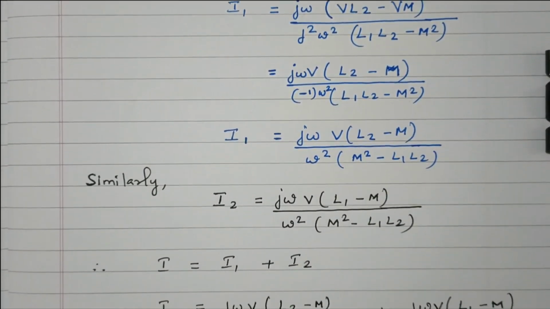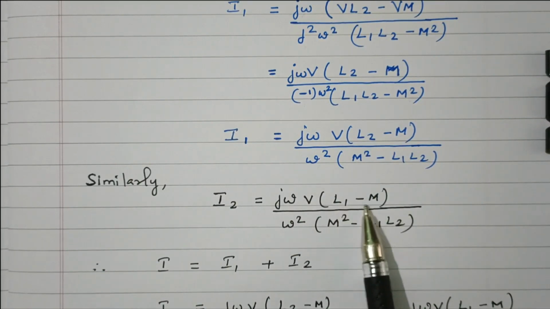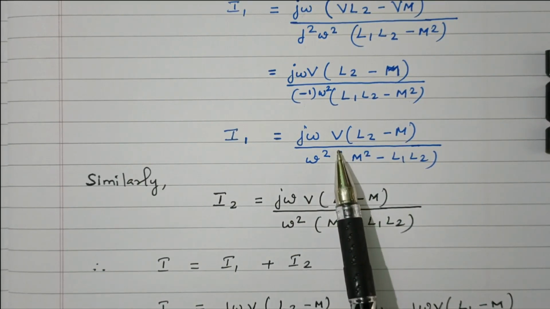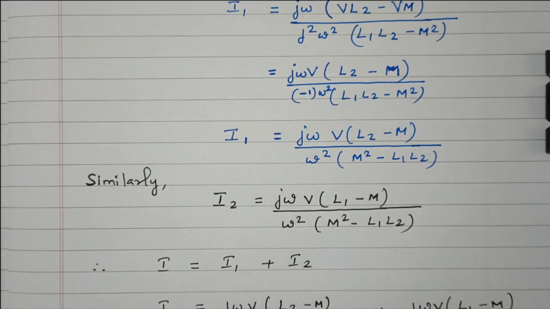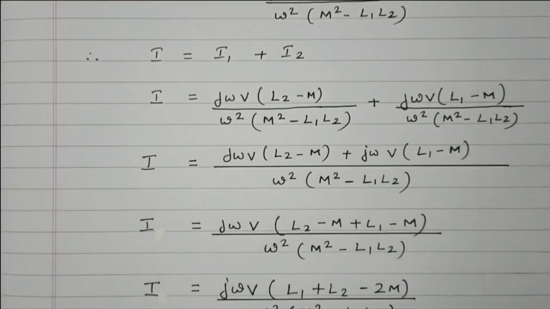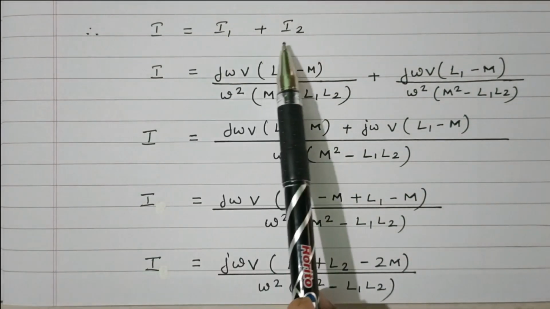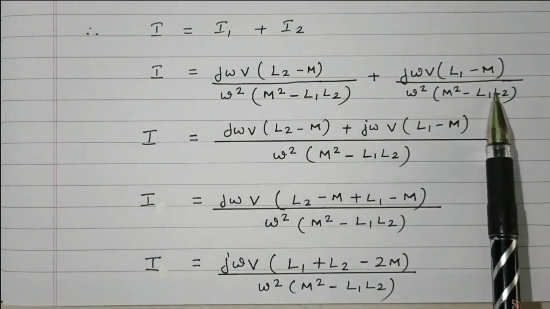Similarly we can write the expression for I2. The same thing we can write here, only the change is L1 minus M here and L2 minus M there. I2 is written with L1 minus M. Right, so now we got the expression for I1 and I2, so that we can find the total current I. I equals I1 plus I2, so this expression is written.